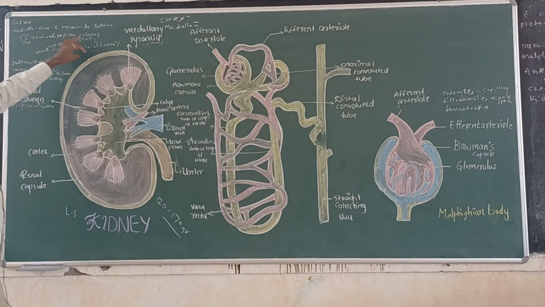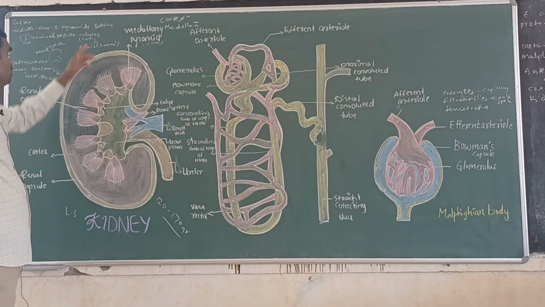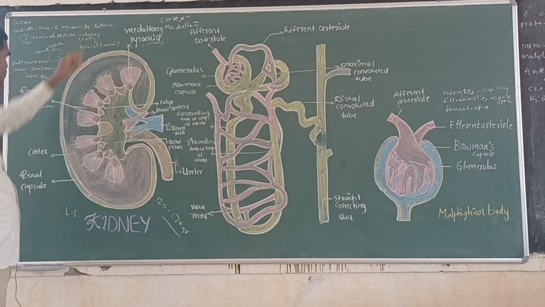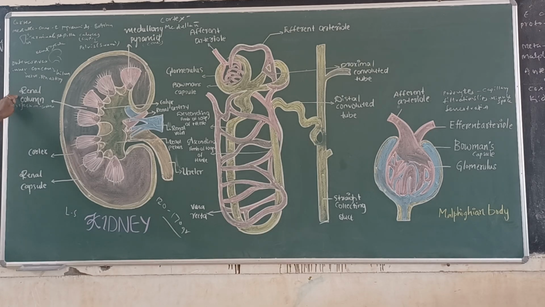Next, between these renal pyramids, the renal columns of Bertin are forming. These are projection-like structures of the cortex region.